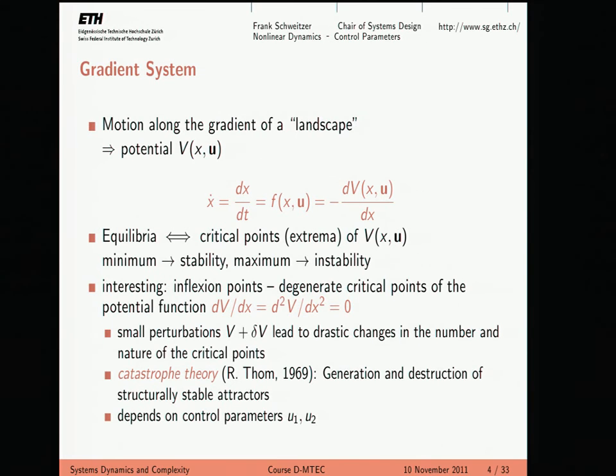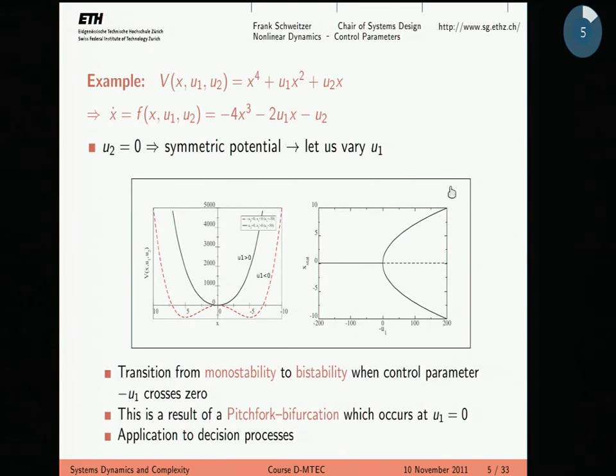But of course, it's not what most of us understand about catastrophe. This is, and this is in fact, I'll show you a slide. It's what we call bifurcations, or forking. New stable points are generated or destroyed. So let's look at an example about this gradient system and moving on a potential.